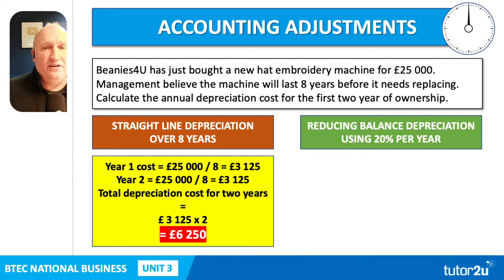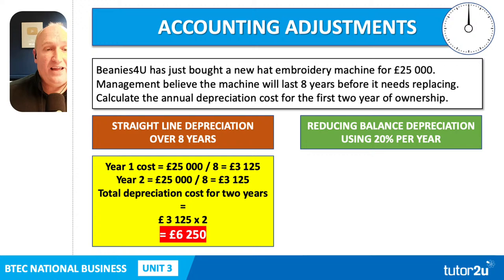Well, the easier one to calculate is straight line. And that's one of the advantages of straight line, it's easy to calculate. We simply take the cost, £25,000, and we depreciate it over the life of the asset. So in other words, it's 8 years. So every year we reduce the value of the asset by £3,125. And that's our cost each year. Well, 2 years' worth of that is £6,250, or £3,125 per year, 2 years of it.